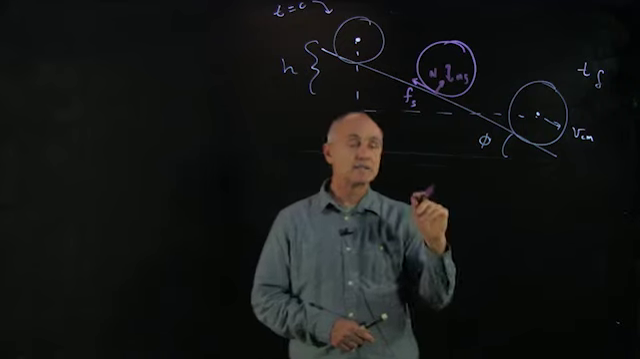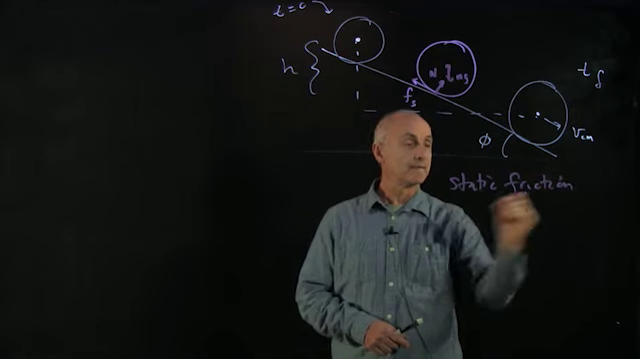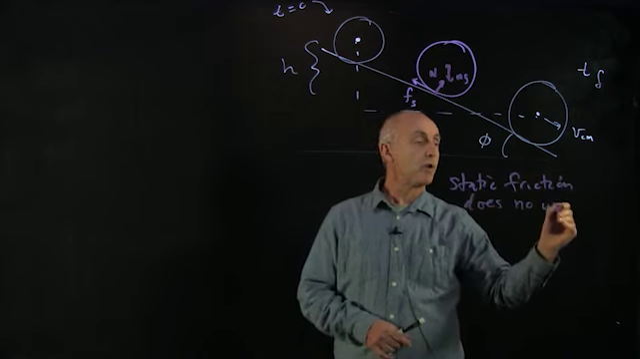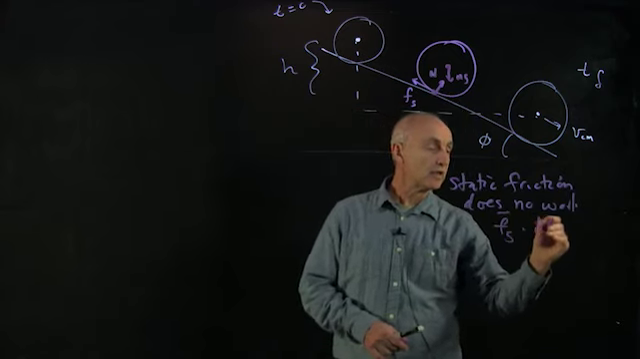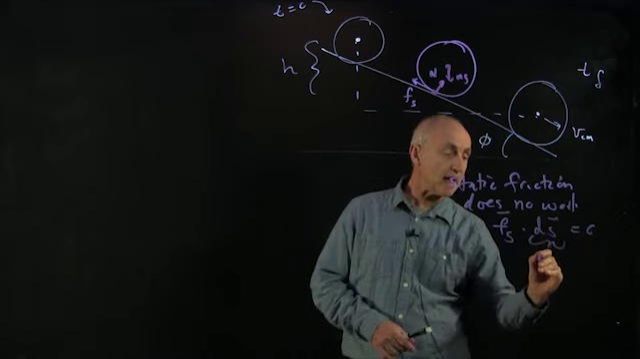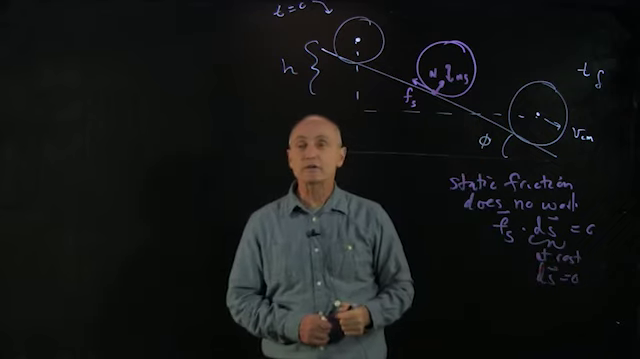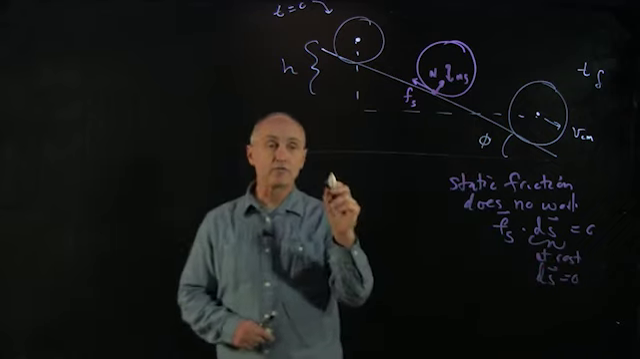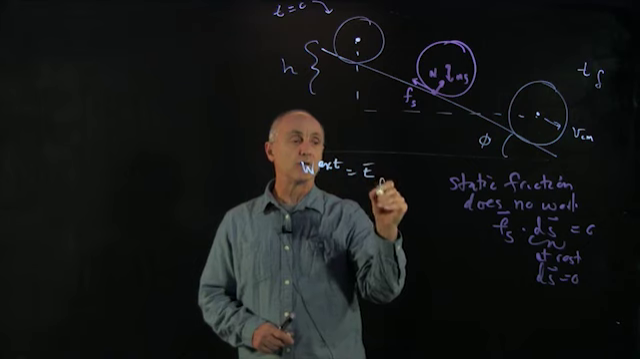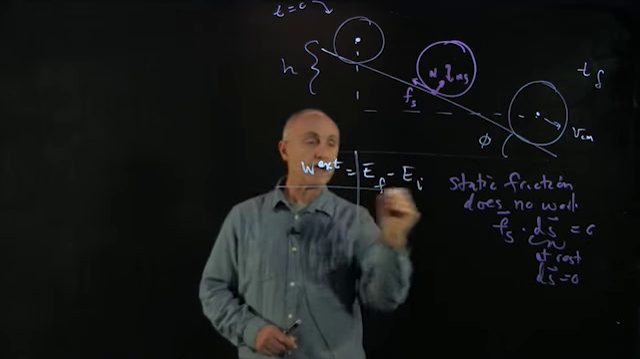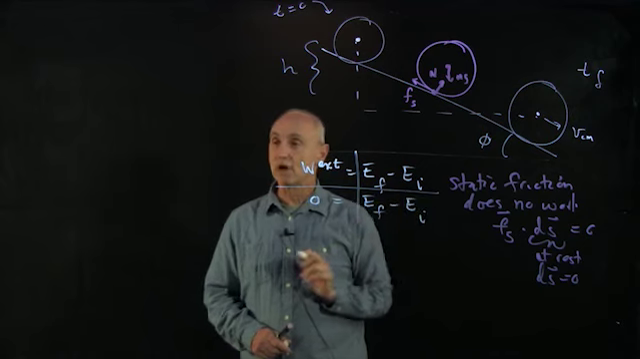Now, static friction does no work because the point is always instantaneously at rest, and F dot ds is 0 because the object is at rest. And so the ds is 0. So our static friction does no work, and therefore from our energy principle that the external work equals E final minus E initial, we have no external work, and so our energy is constant.